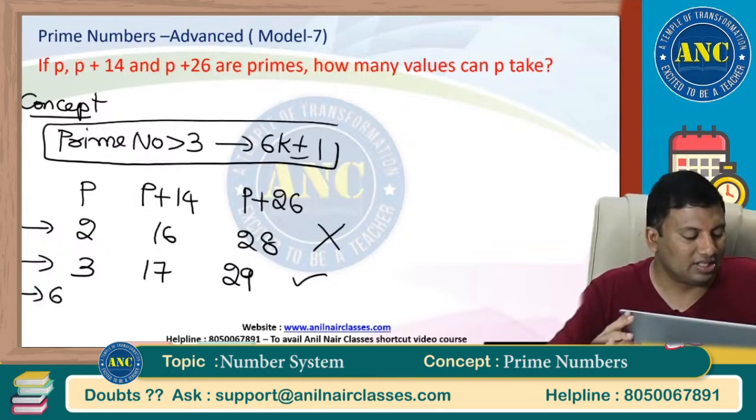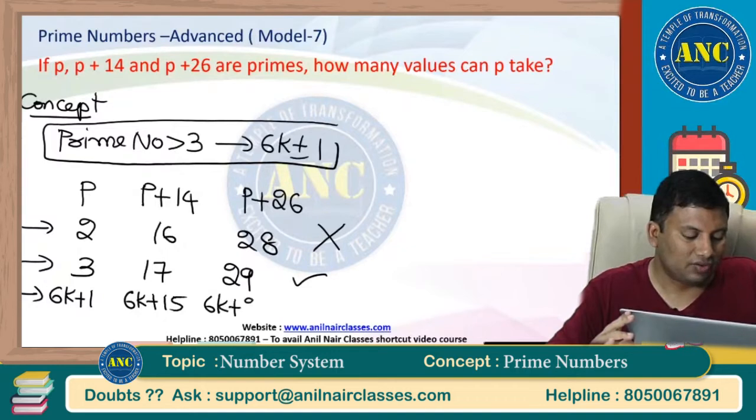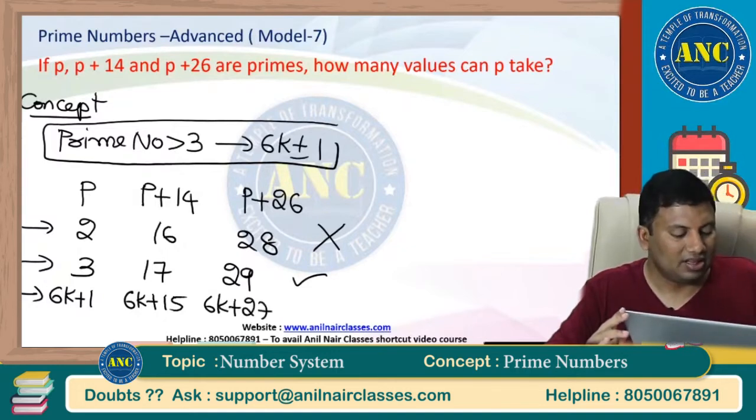If it is 6k plus 1, then these are 6k plus 15 and 6k plus 27. These are divisible by 3, not possible.